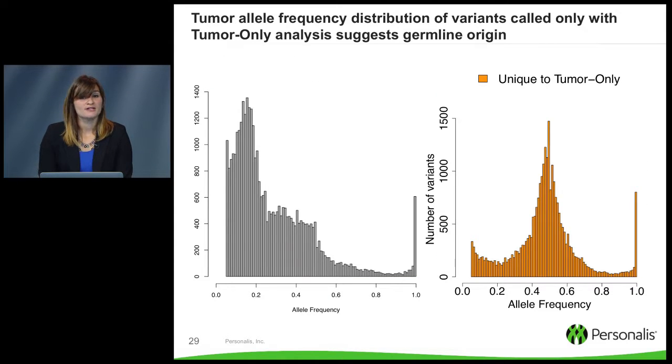To look at this, we plotted the tumor allele frequency of variants called by both modes in gray, and variants unique to tumor-only in orange again. And it's easy to see that those extra variants called by the tumor-only analysis are likely germline by their allele fraction distribution with peaks at 0.5 and at 1.